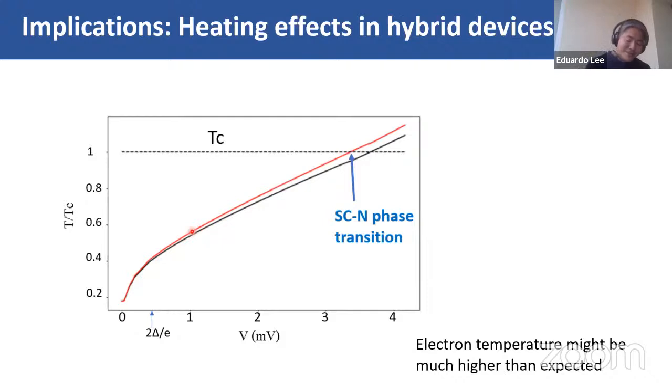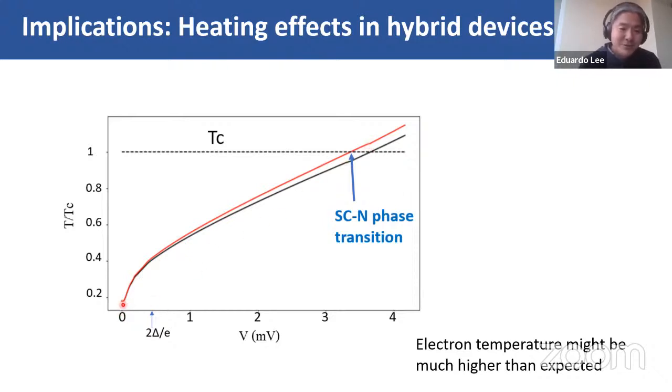And the third implication, which I want to stress, and which I think is actually a very important one, is that heating effects are very important in these hybrid superconductor-semiconductor devices. This is an effect that has been largely overlooked so far. This is a calculation, again from Gorm, of how the temperature of the superconductor would change with the voltage. Here again, for parameters similar to those of our devices, and you can see this non-linear response, and this is actually quite an interesting and important conclusion.